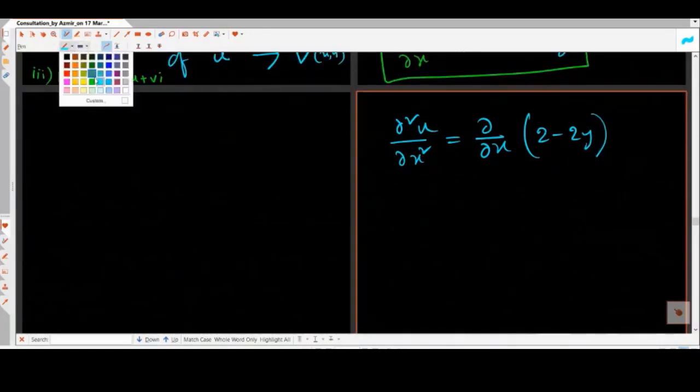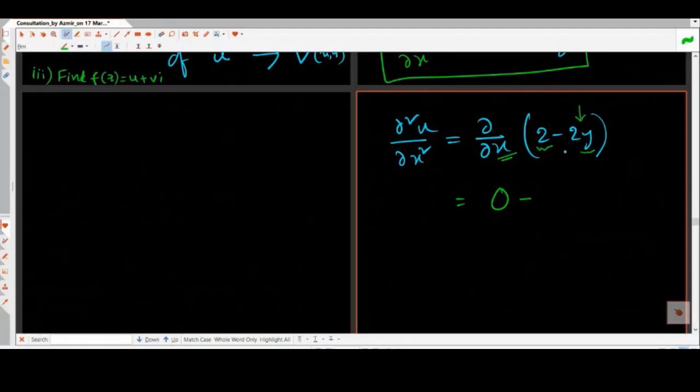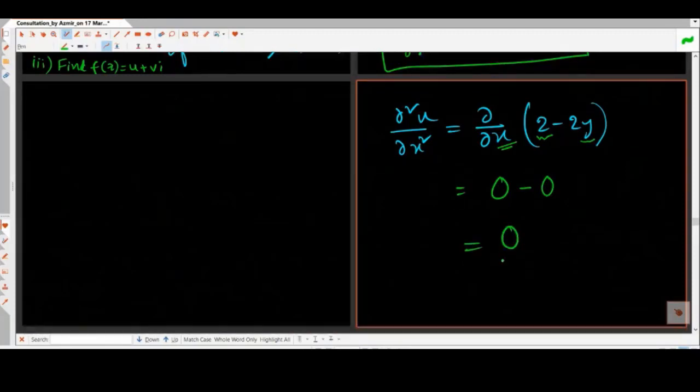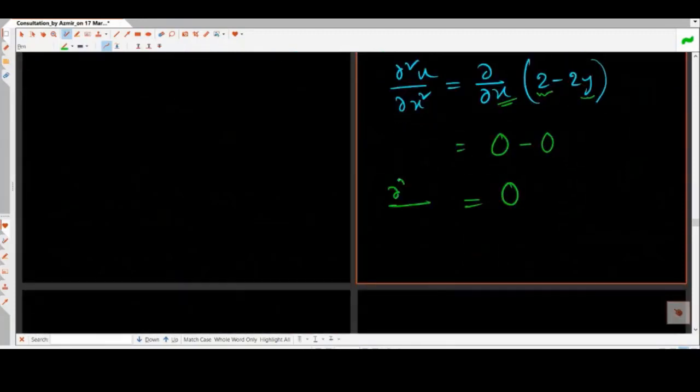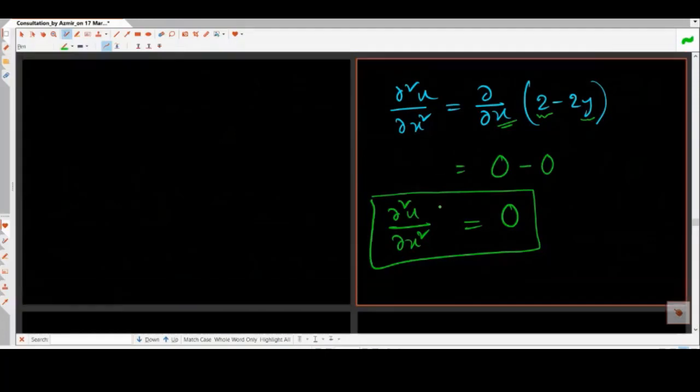Again, we are differentiating in terms of x, which means y will be constant. So you can see that the derivative of constant 2 in terms of x is 0. Y will be constant. So again, this term is also a constant. So the derivative of a constant is 0. So that means we have 0. So that means we have found the second order partial derivative of u in terms of x is 0.